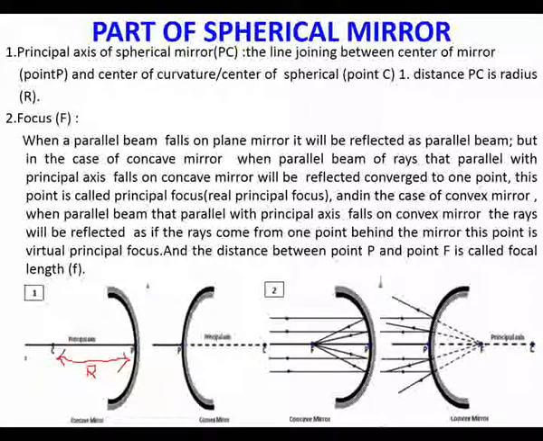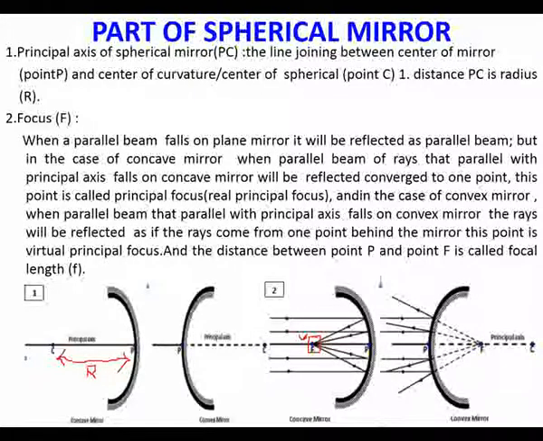When a parallel beam falls on plane mirror, it will be reflected as parallel beam. But in the case of concave mirror, when parallel beam of rays that parallel with principal axis falls on a concave mirror, it will be reflected converge to one point. This point is called principal focus, or we can say real principal focus.